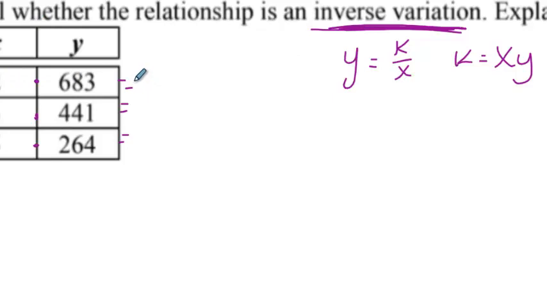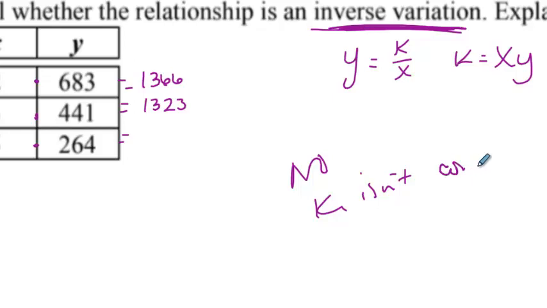Click, click. What do you got? Got calculators. Use them. Okay, when I multiply these, what do I get? Right now, is this inverse variation? I don't even have to check the last one. These two don't match? It's not. No, K is not constant.